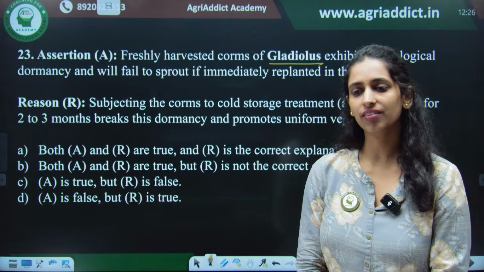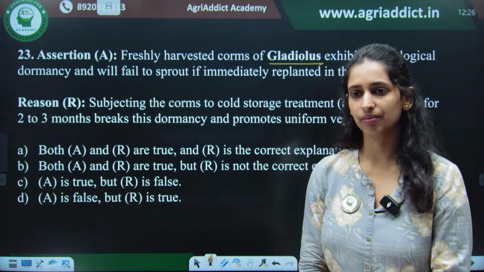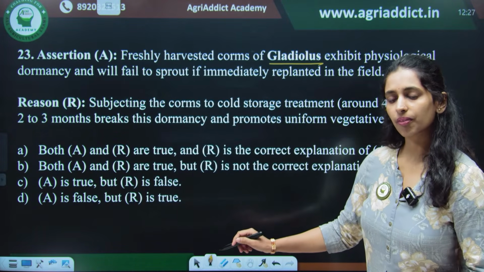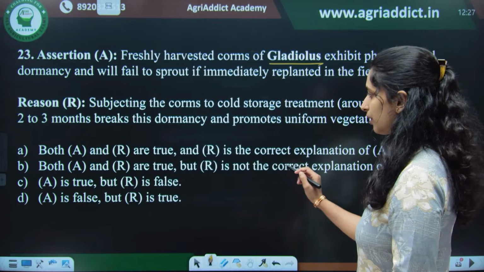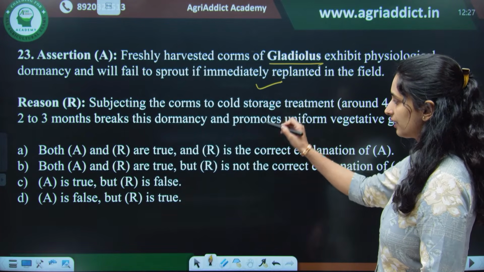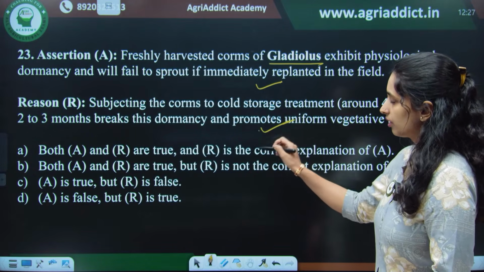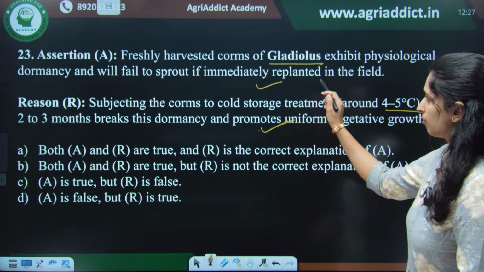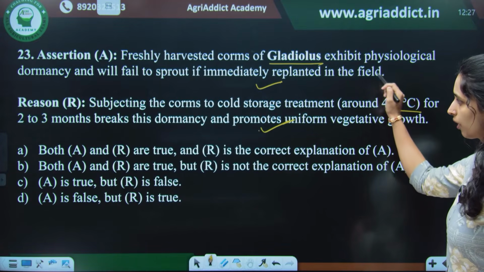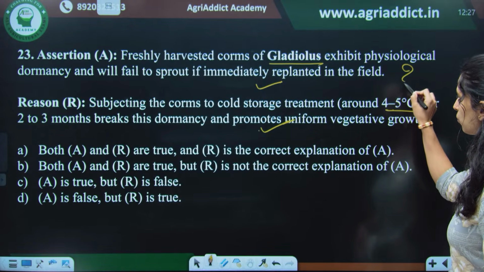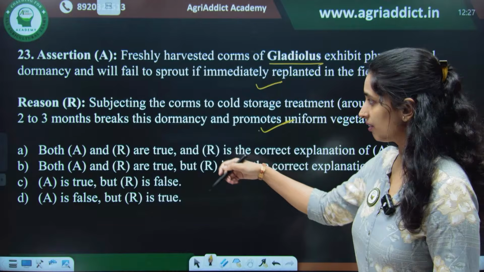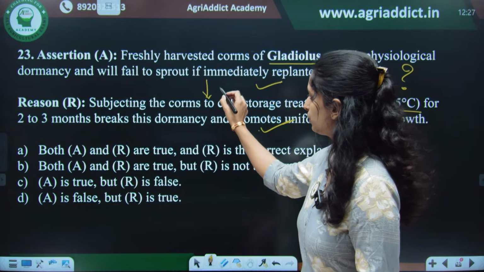Most of you are saying the answer is A. Okay. Actually, देखो, assertion is also correct, reason is also correct. वो स्प्राउट नहीं हो रहा है. The thing is, वो स्प्राउट नहीं हो रहा है. Is it? But here they are giving the solution.